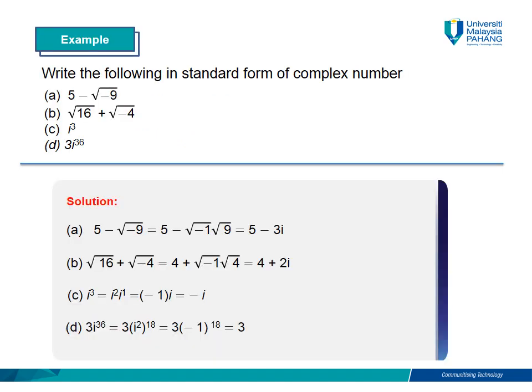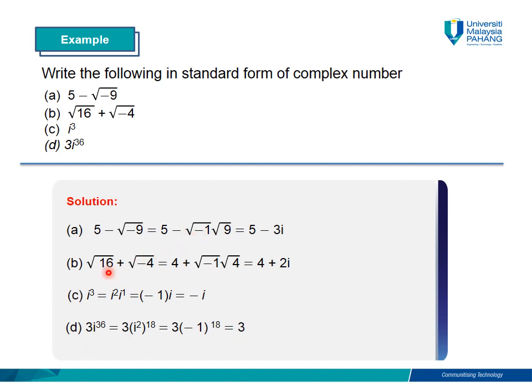Let's look at an example here. Write the following in standard form of a complex number. 5 minus the square root of negative 9. Here the square root of negative 9 is the square root of negative 1 times the square root of 9, since 9 times negative 1 gives negative 9. The square root of negative 1 is i, and the square root of 9 is 3. So the standard form of the complex number is 5 minus 3i.